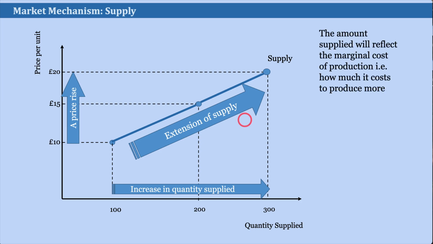So the key about the supply curve, and it's really important to take some time to understand this, is that it reflects what we call the marginal cost of production.